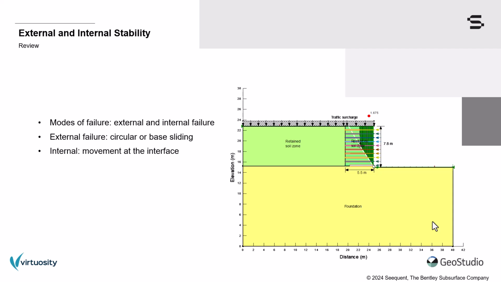Although SLOPE/W analyses could be used to check for a mode of failure that sits within the MSE wall, the analyses will often suffer from convergence problems due to the number of reinforcement point loads applied to the sliding mass.